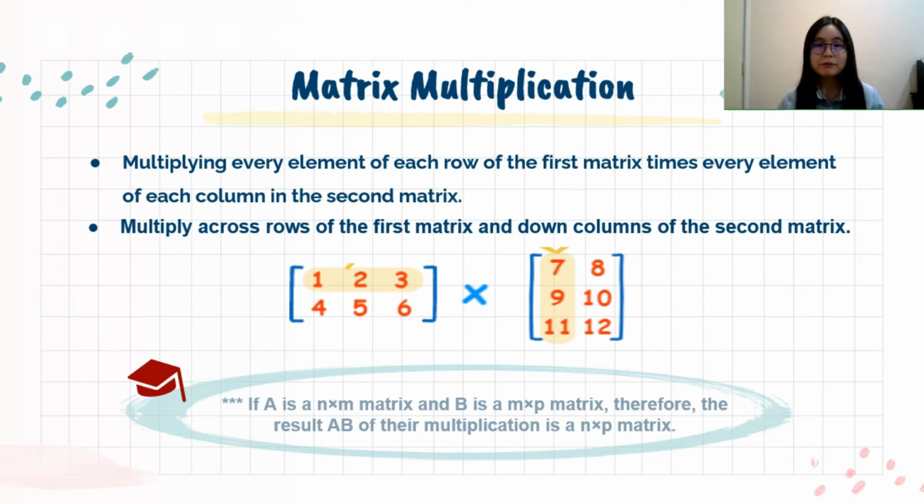Besides, before multiplying, we must check whether the number of columns M in A is equal to the number of rows M in B. If matrix A is an N by M matrix and matrix B is an M by P matrix, then the result AB of their multiplication is an N by P matrix. Otherwise, there is no solution.